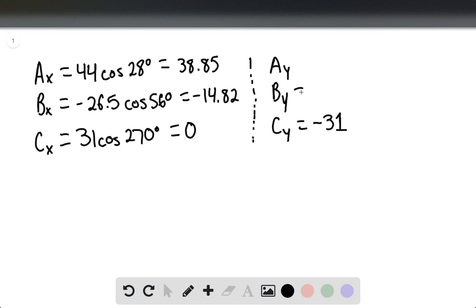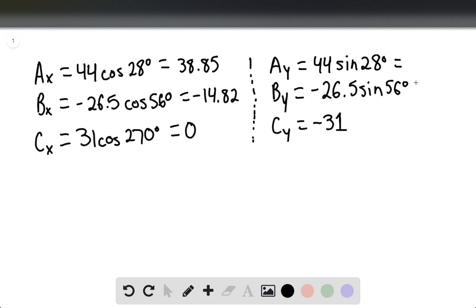And then here would be equal to negative 26.5 sine of 56. And this would be 44 sine of 28. This would equal 20.66 and then 21.97. So for part A, they're asking us for the vector b minus 3a.